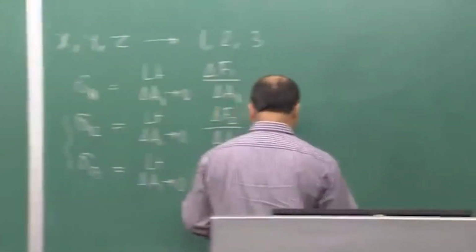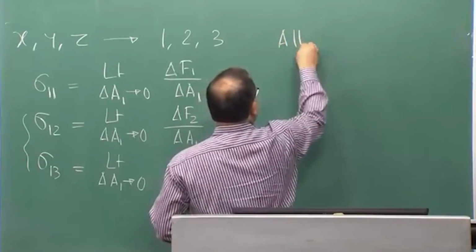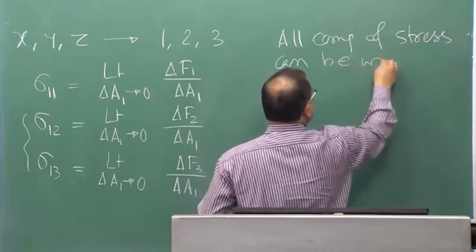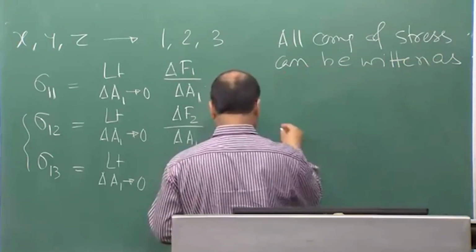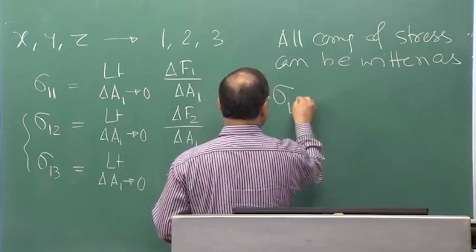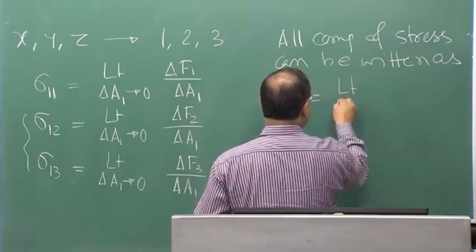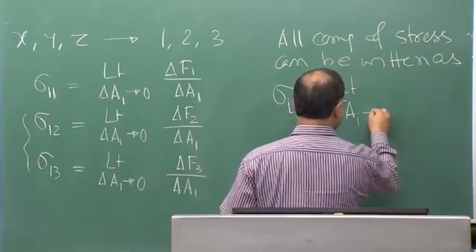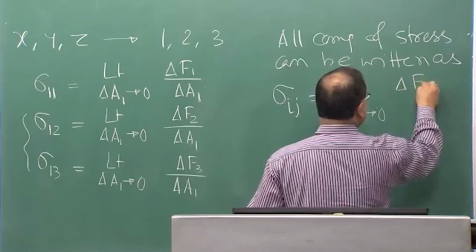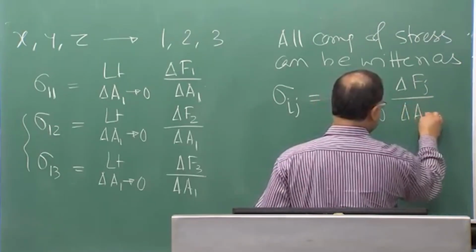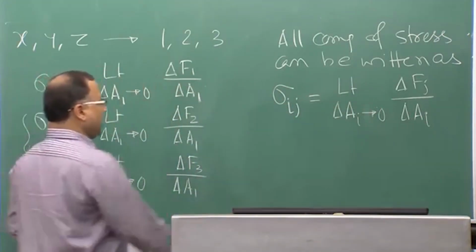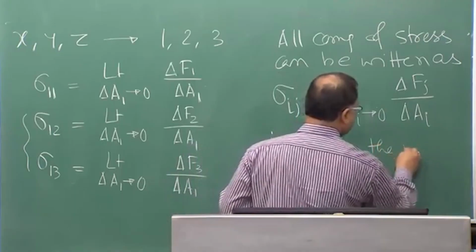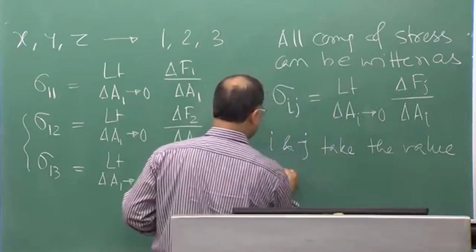So, all components of stress can be written in the index notation as sigma ij is equal to the limit as delta Ai tends to 0 of delta Fj over delta Ai, where i and j take the values 1, 2, 3.